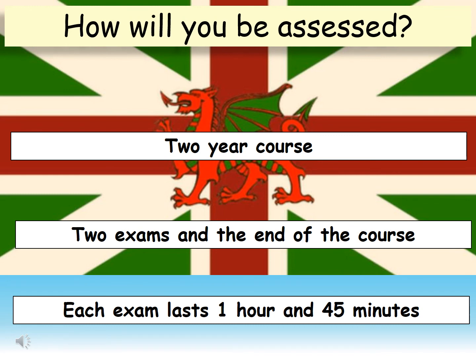Your GCSE Citizenship course will last 2 years. At the end of those 2 years, you will sit 2 exams. Each exam will last for 1 hour and 45 minutes and will cover all areas that you have studied, including Theme E.